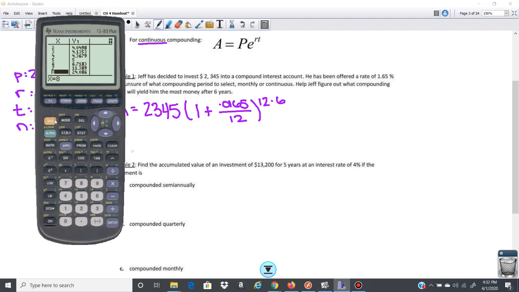You're going to go to your home screen, and let's first do 12 times 6. So 12 times 6 is 72. Okay, so that exponent is 72. I need to go inside my parentheses first. So I'm going to go 0.0165 divided by 12. Then I'm going to add 1. Okay, so this is what I get inside the parentheses, 1.001375.